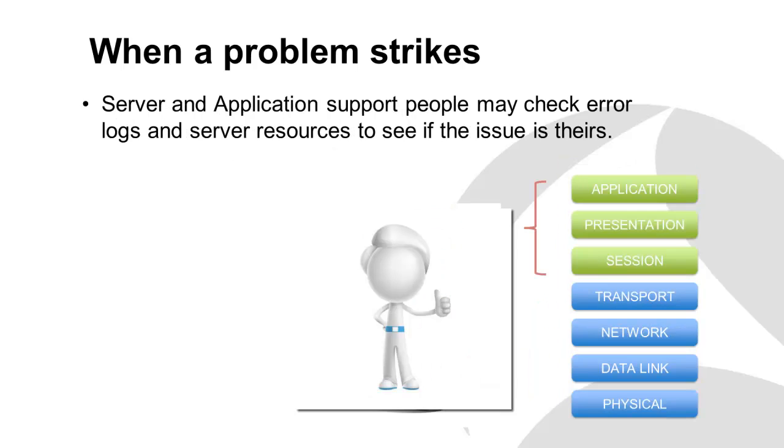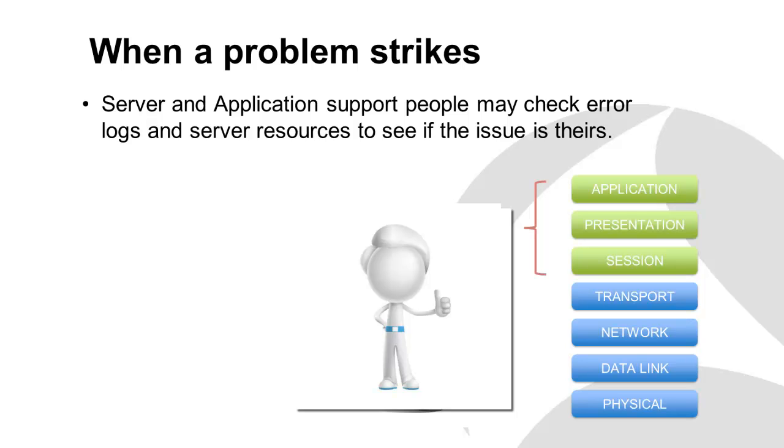Now, if we come in from the other side of the IT house, we find that if we're a server, application, a virtualization, a system support person, when a problem strikes, we also check those error logs. We check server resources. We look at CPU. We look at memory. Try to see if we have a runaway process. We want to know if the issue is ours when a problem strikes.